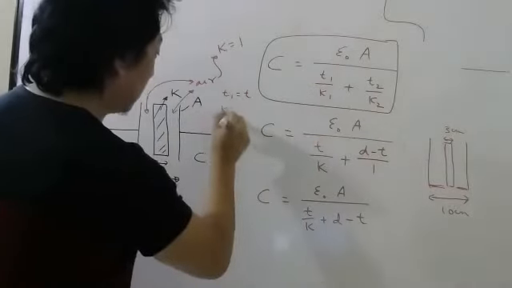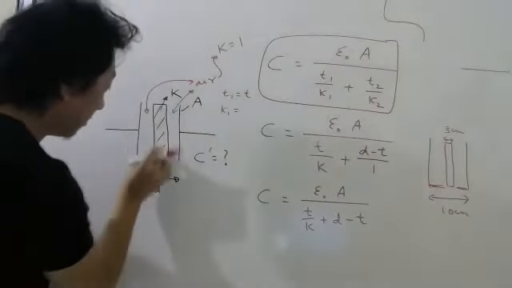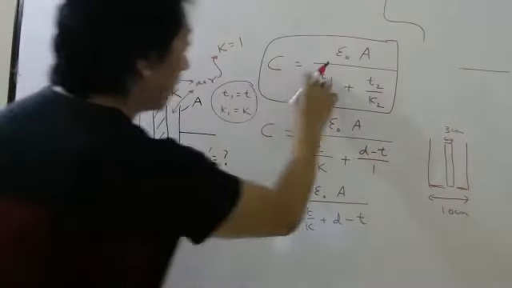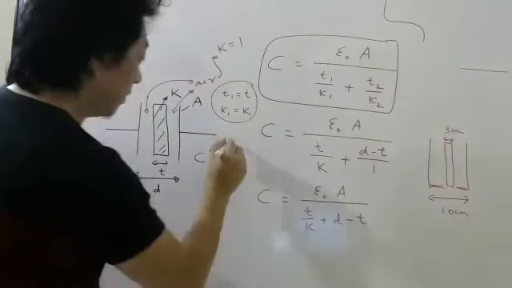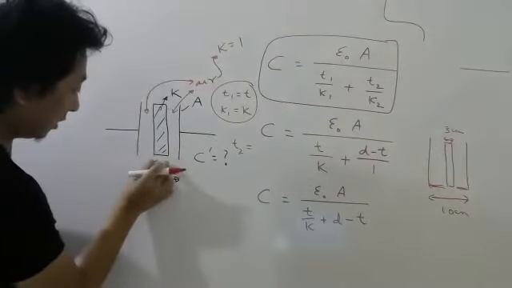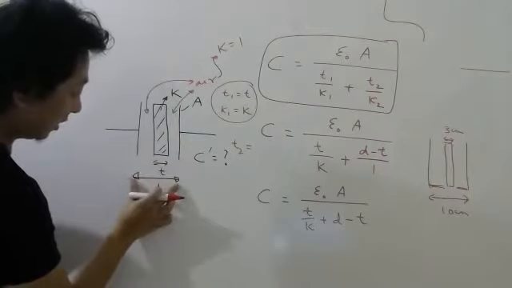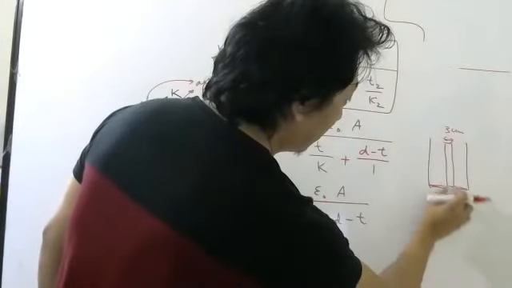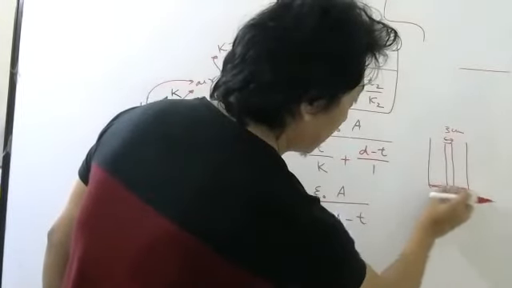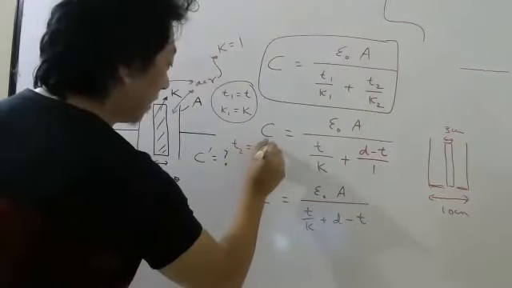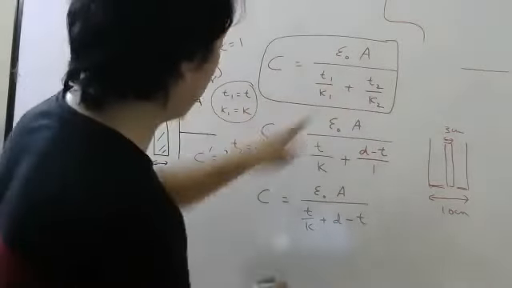K1 is the dielectric constant of that medium, which is how much? K. So this part I have done. Now T2. T2 is the remaining thickness. Remaining thickness will be how much? This is T, this is D. So this plus this is the remaining distance. Here also I explained. If this is 10, this is 3, remaining distance will be how much? 7. So T2 will be D minus T.